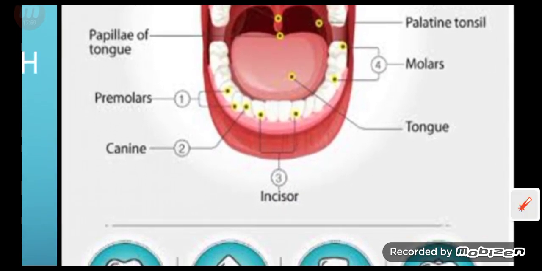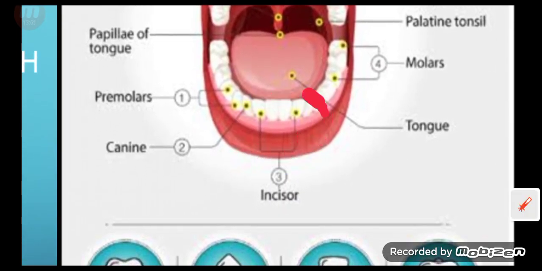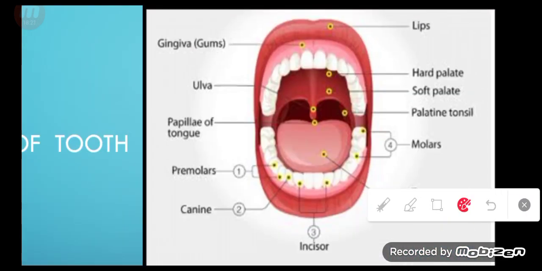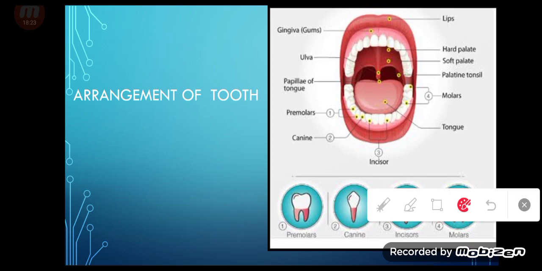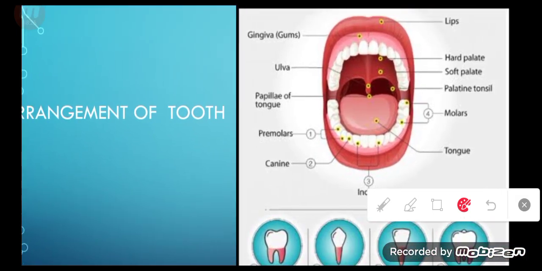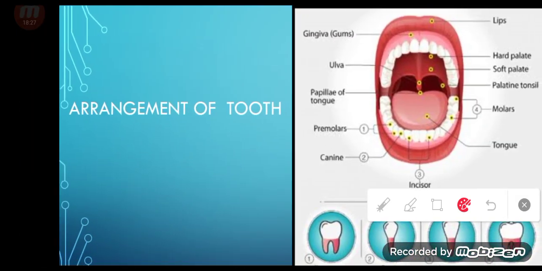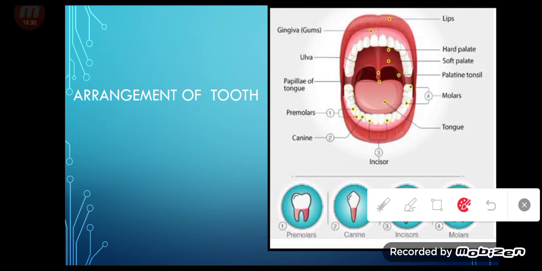Let us see. Here you can see incisors. How many incisors are there? See, 2 incisors are there. How many canines are there? Actually, this diagram is not perfect. That is why it is quite difficult to understand. That is why I explained it in a very simple manner.